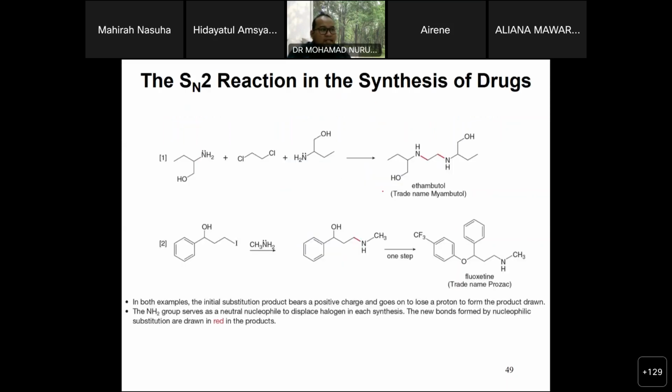Okay, this is an example of SN2 reaction in the synthesis of commercial drugs.